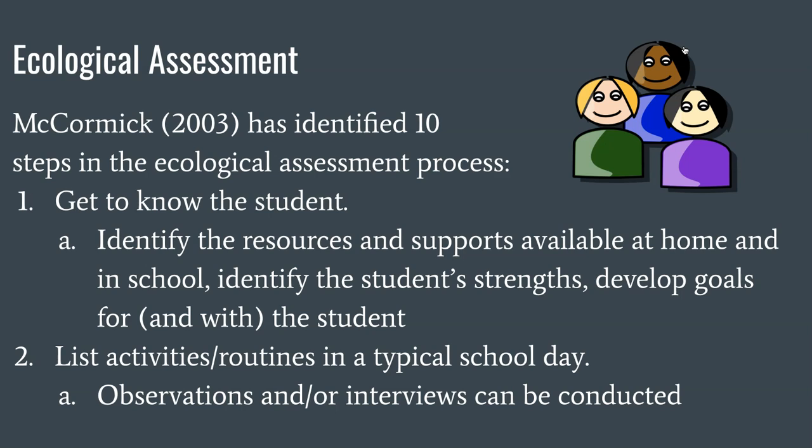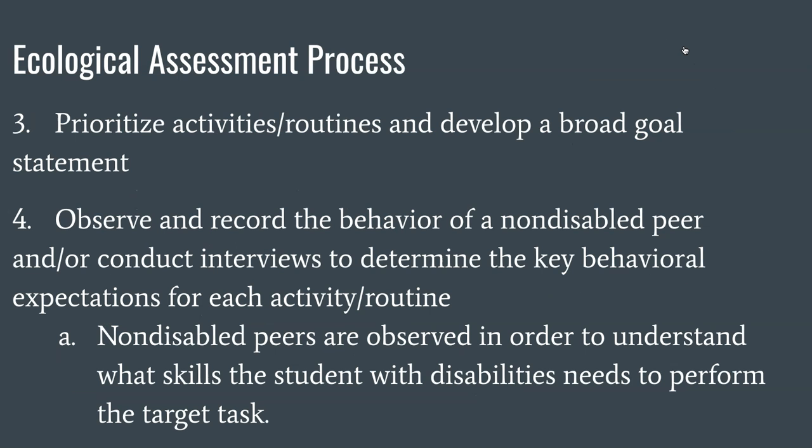So we've actually got 10 steps in the ecological assessment process. Number 1, get to know the student, identify the resources and supports available at home and in school, identify the student's strengths, develop goals for and with the student. Number 2, we're going to list activities and routines in a typical school day. So what does the child have to do? What are the special routines they have to follow? Observations and or interviews can be conducted to figure out what those routines are.